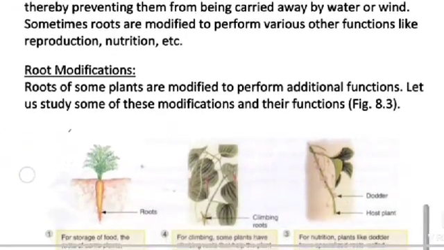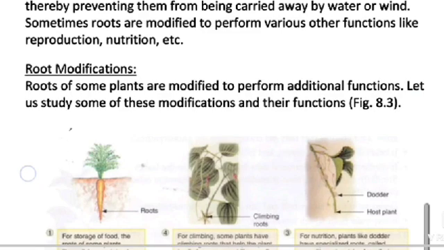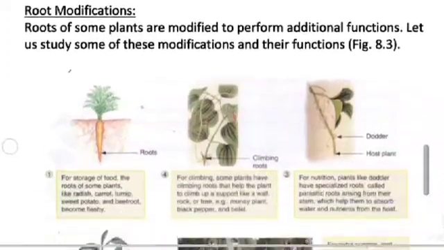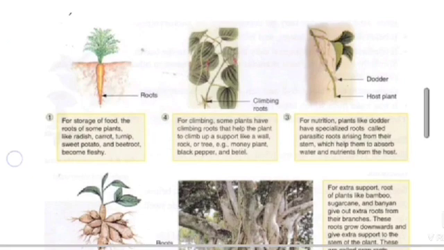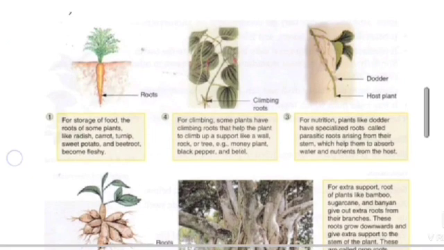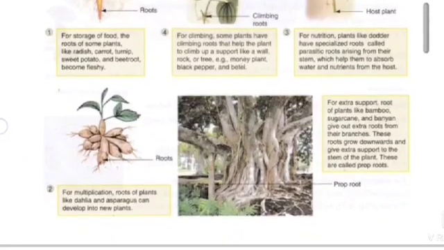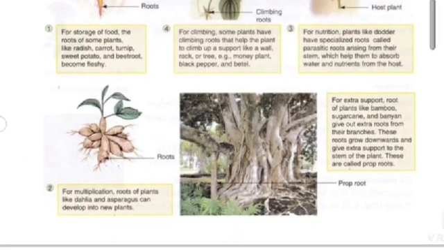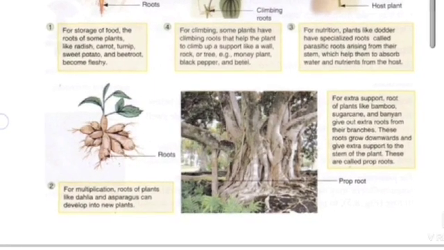Root modification. Roots of some plants are modified to perform additional functions. Let us study some of these modifications and their functions. The first one, storage of food. The roots of some plants like radish, carrot, turnip, sweet potato and beetroot become fleshy. And the second one, for multiplication, roots of plants like dahlia and asparagus can develop into new plants.